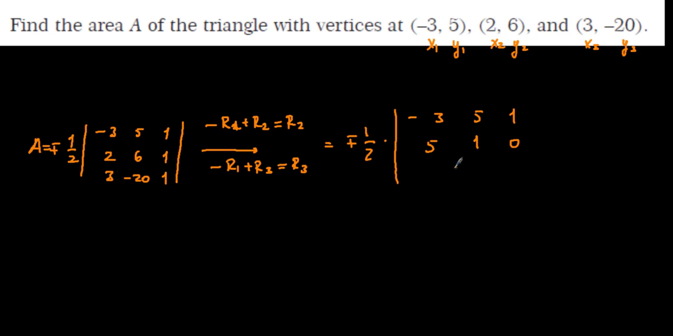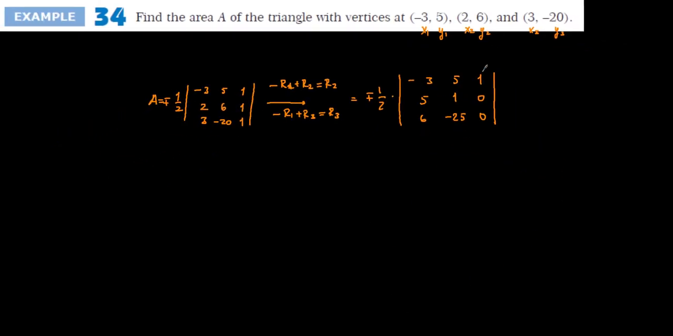Minus and minus 3, here it's going to be equal to 6. Minus 3 plus 3, it's equal to 6. Minus 5 minus 20, it's going to be equal to minus 25. And minus 1 plus 1, it's going to be equal to 0. So I got one column with 2 entries 0, 0.